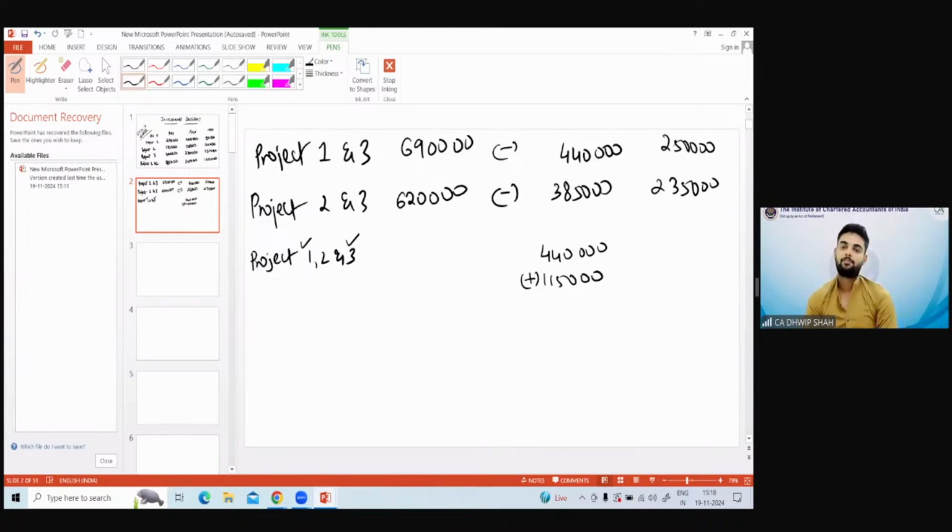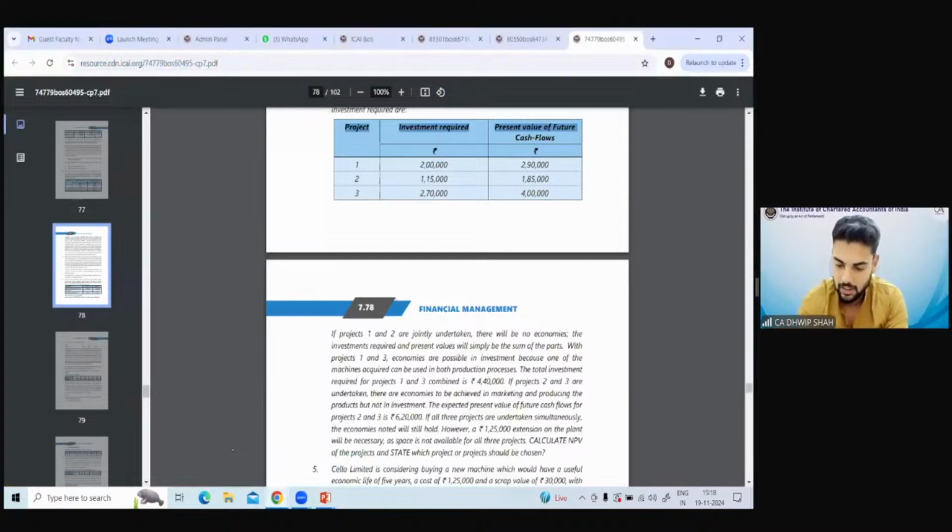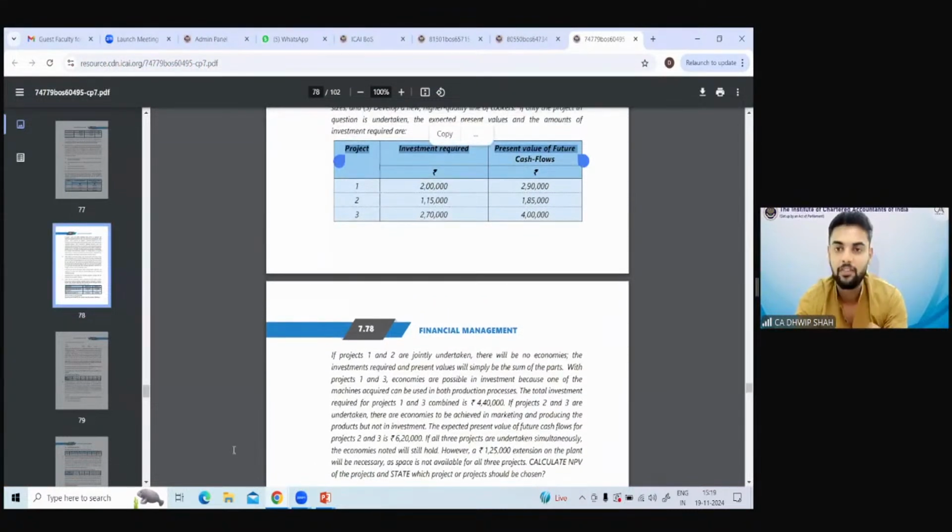Are you getting this? Why have I not simply added investment of all the three projects? Why have I not just simply added 2, 115 and 270? Because question says that when all the projects are taken together, additional savings in cost, in investment amount will still hold true. Understood? So when project 1 and 3 is taken, can I say my cost instead of 470, there would be some benefit because project 1 and 3 are taken combined, then 440 is the only investment amount. So I have taken 440 and I have added cost of project 2, which is 115.